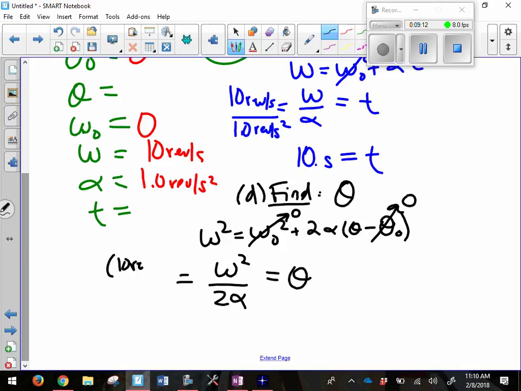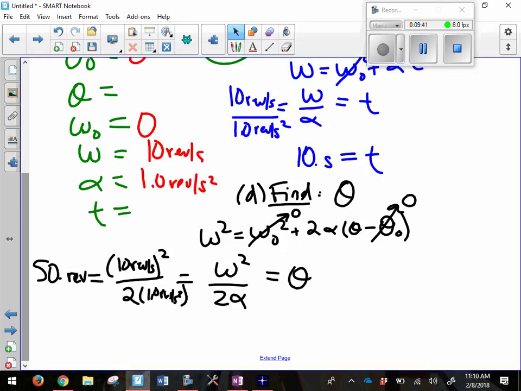So that's 10 revolutions per second squared divided by 10 times 1 revolution per second squared. And what's that going to give us? You do not need your calculator. 50, good. And what's my unit here? Revolutions. Okay.